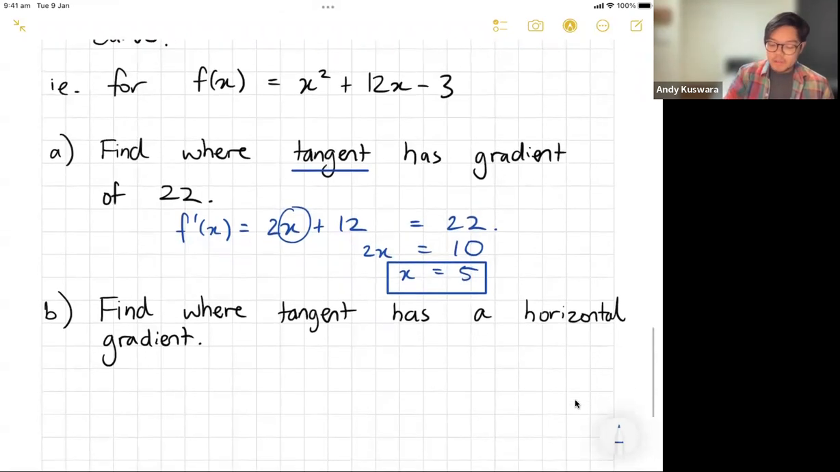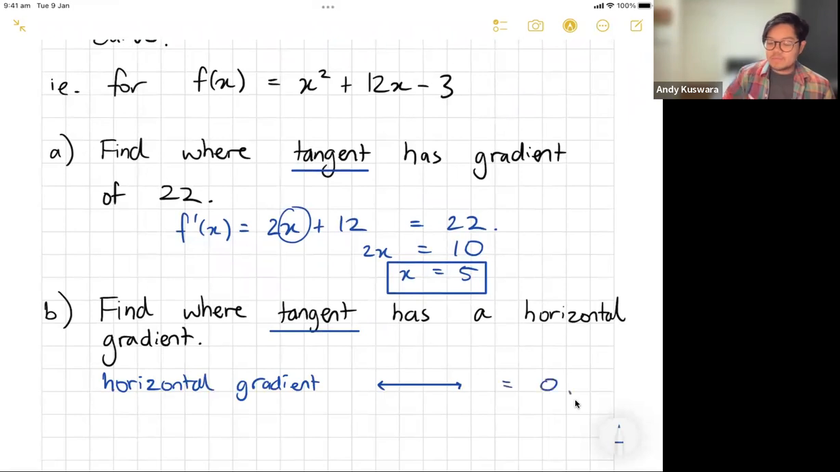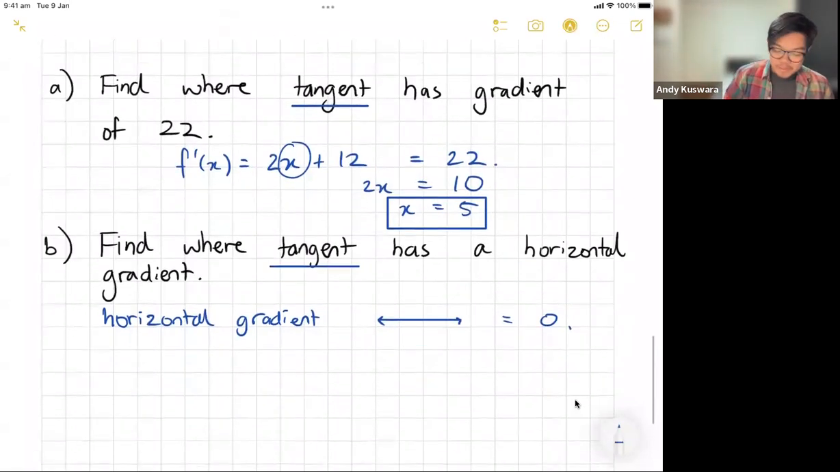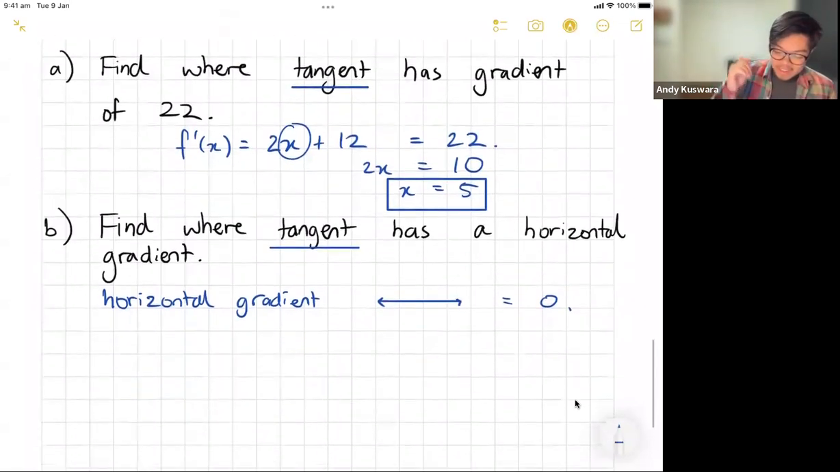All right, now find where the tangent has a horizontal gradient. Okay, now I'll write a little note here. Horizontal gradient. If something has a flat gradient, it just means it's a gradient of 0. So if it's positive, it's going to go up this way. If it's negative, it's going to go down that way. If it's 0, it's going to be flat.